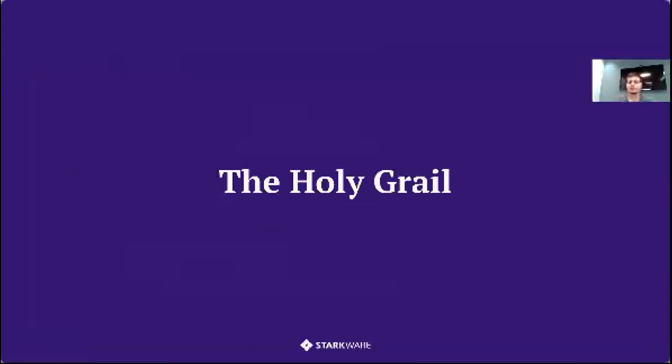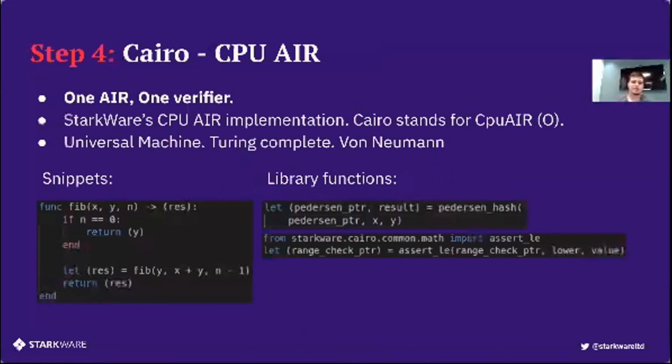Okay, so what we eventually ended up doing, Cairo. Cairo stands for CPU AIR. Like a regular CPU is basically an ASIC that can do general computation, and so is Cairo, a specific AIR that can run a general computation. It's a universal machine. It's Turing complete. It's a funny machine. It has a random access memory. A nice feature is it only has a single verifier because it's a single AIR.